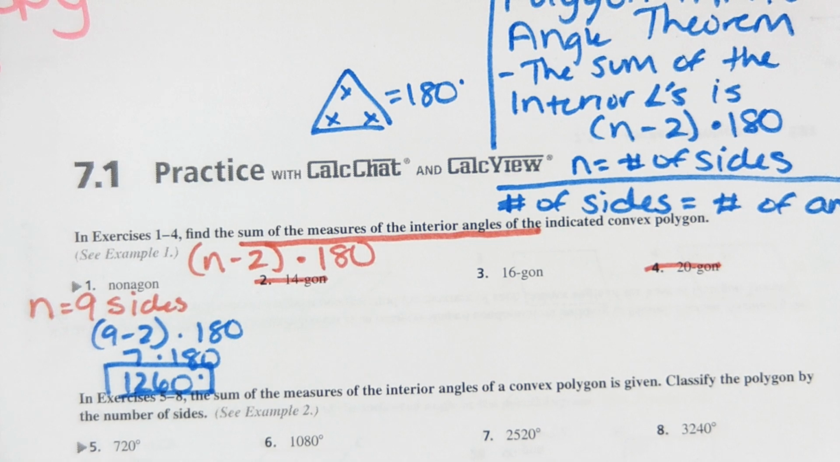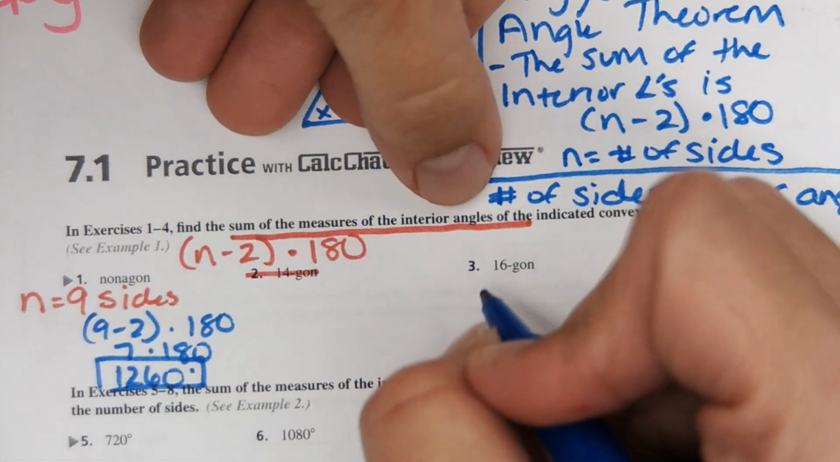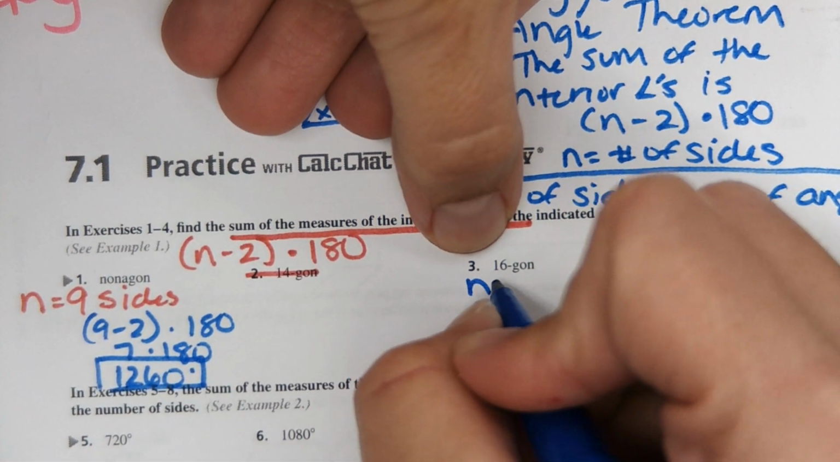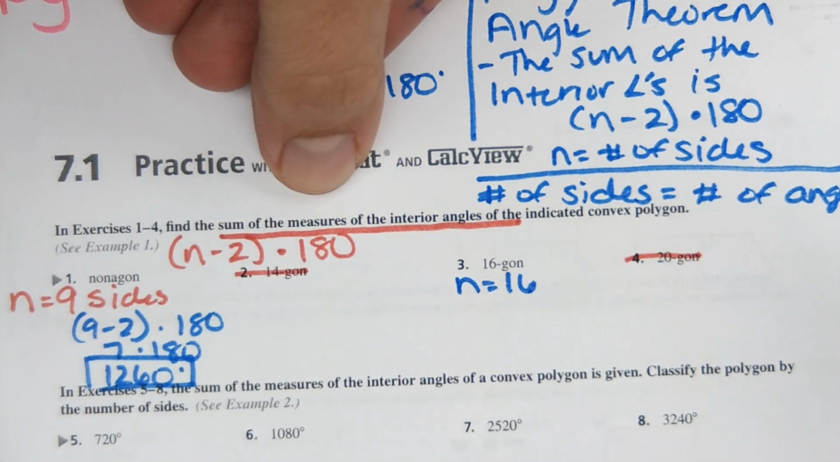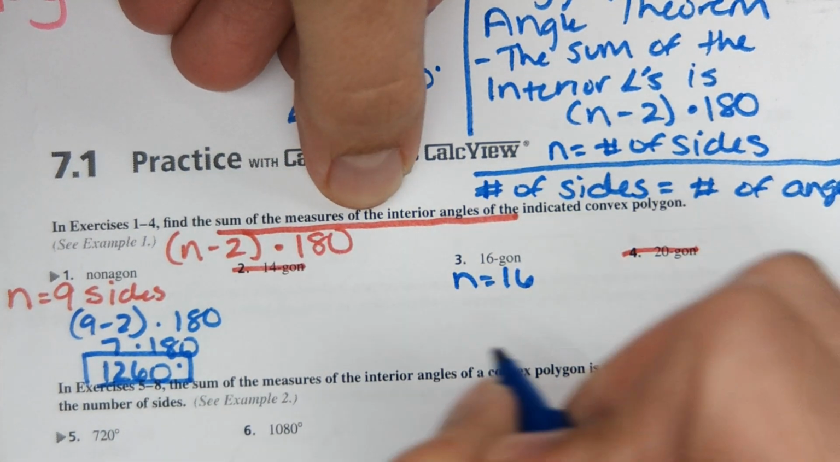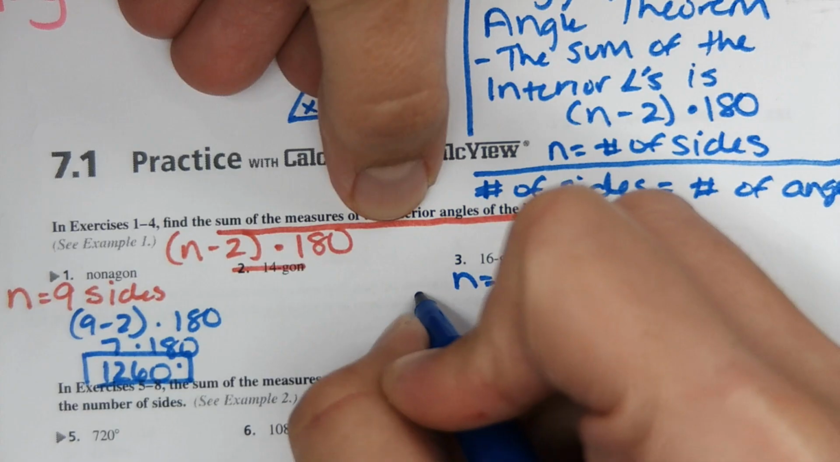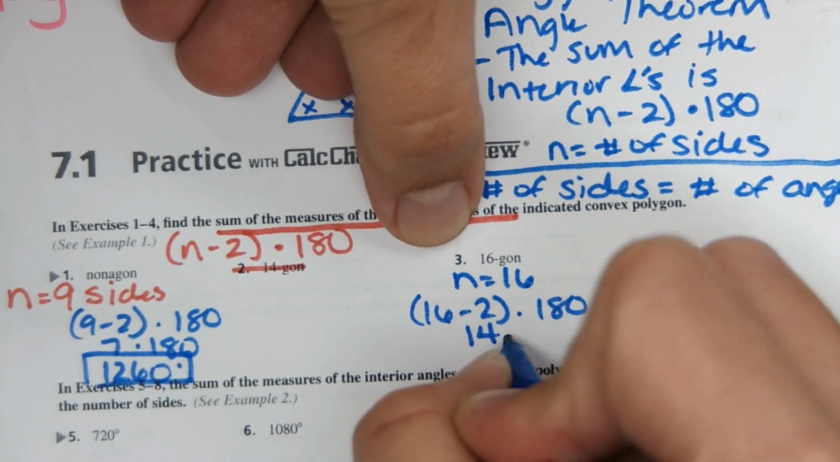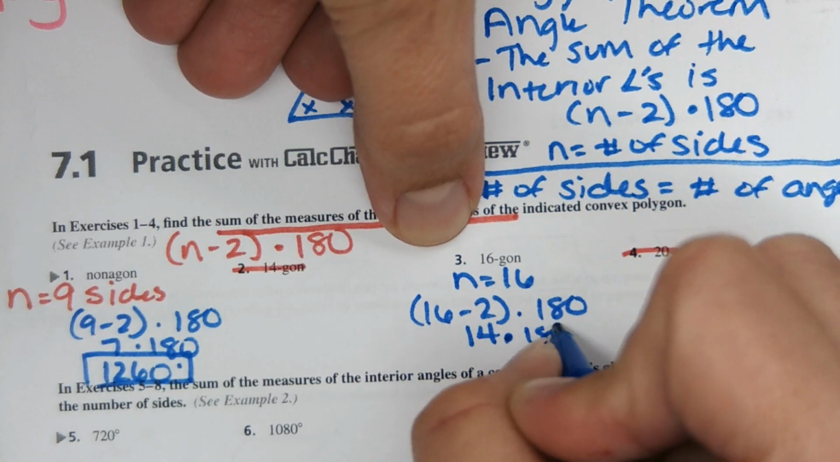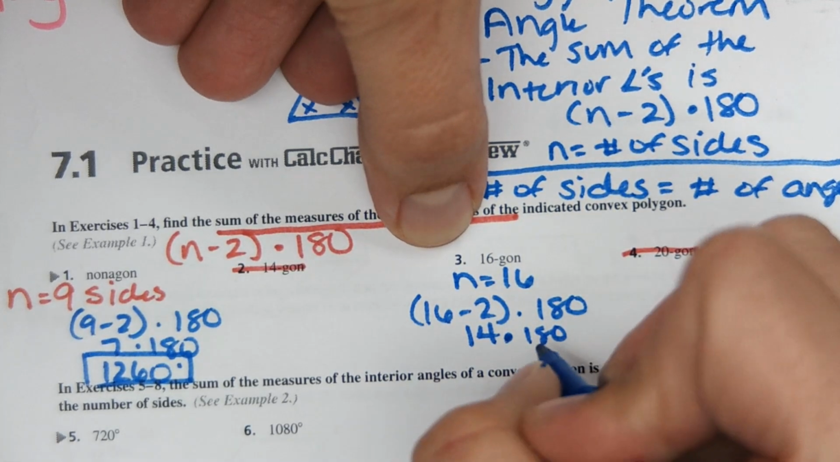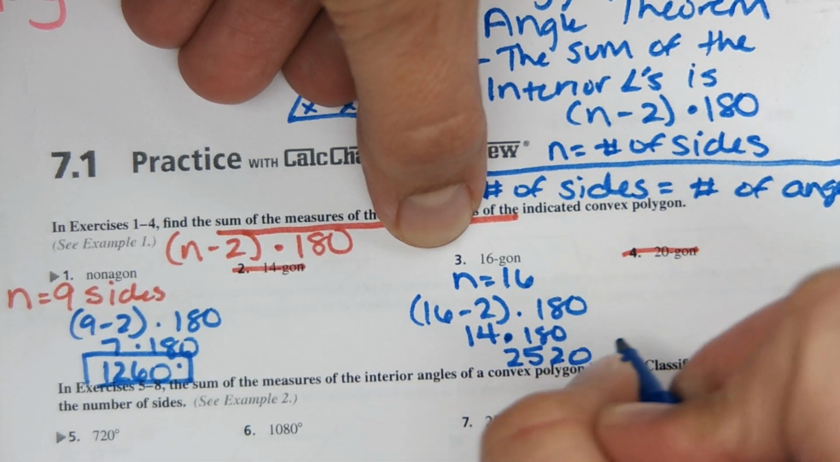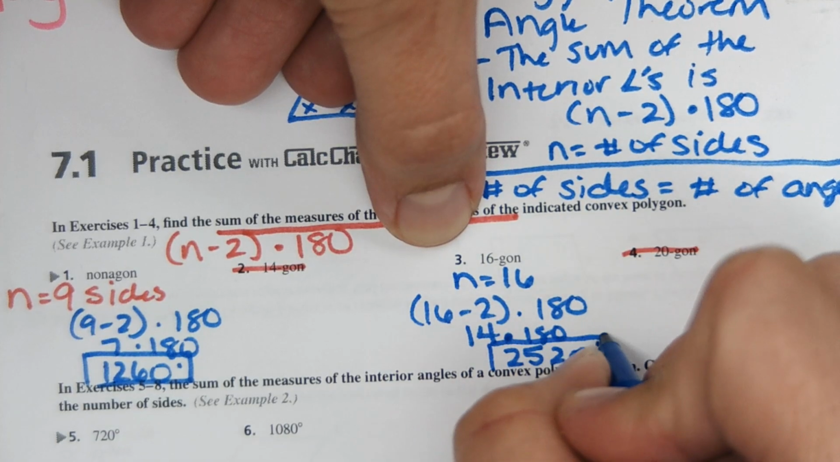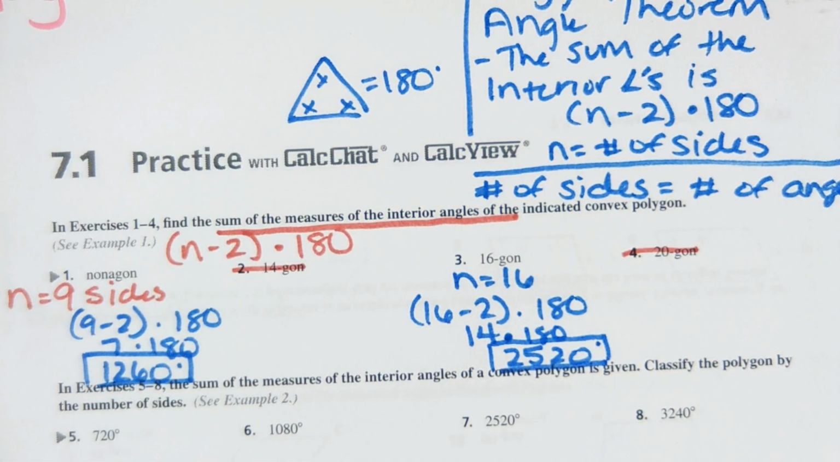And then number 3 says a 16-gon. That means 16 sides, so n will equal 16, which we plug into our equation. We get 16 minus 2 times 180, so 14 times 180, and that comes out to 2,520 degrees. So in a 16-sided shape, the angles add up to 2,520.